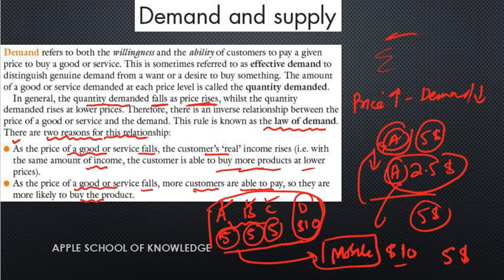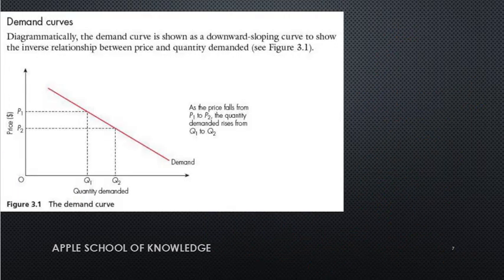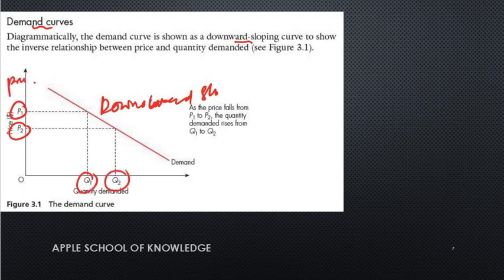Now let's move on. This is the demand curve, and the demand curve shows a downward slope. You see, this is the downward slope. Now we have price one and price two, and quantity one and quantity two. Here we have written price, and here we have written the quantity demanded. Now as the price falls from P1, let's say this is $10, and it becomes $5, the quantity demanded at $10 was, let's say, 20 kg, and when the price goes down, then it becomes 40 kg.